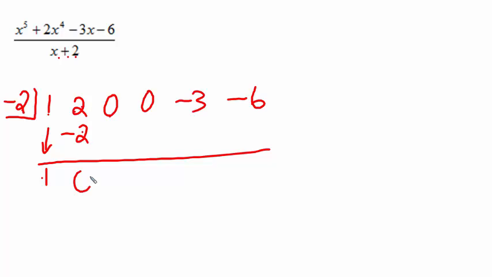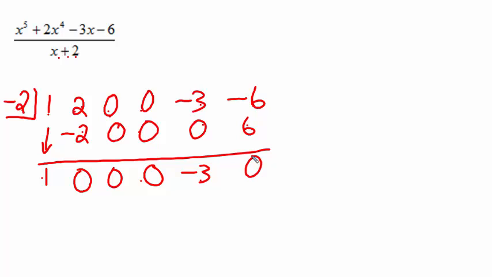Add down the column and multiply by the box. Repeat this for each column: add down the column and multiply by the box. Add down the last column and you're done.